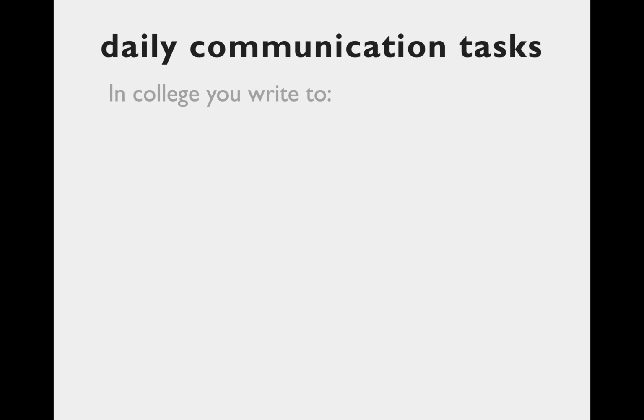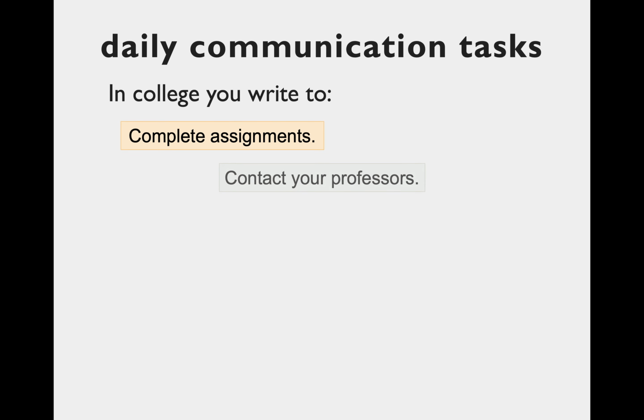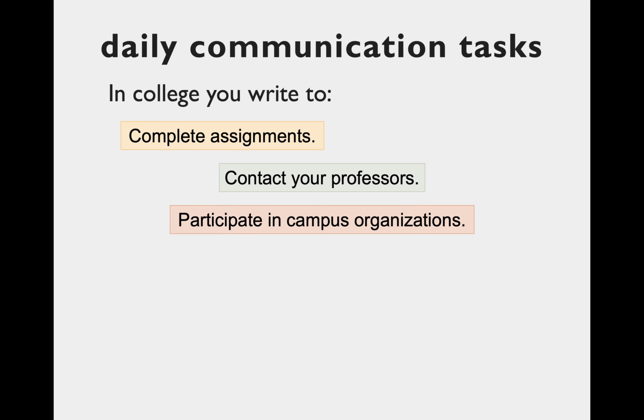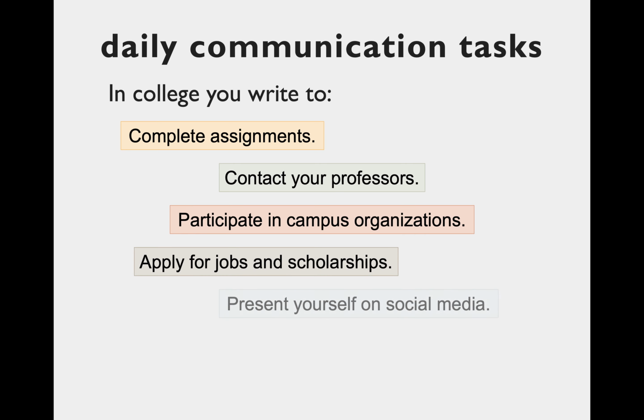We've already stated that as a college student today, you are constantly writing and communicating. These boxes indicate the obvious applications of writing. Some academic, like completing assignments. Some administrative, like contacting your professors. Some extracurricular, like participating in campus organizations, some professional, like applying to jobs and scholarships, and some social, like presenting yourself on social media. In many ways, we grow as individuals and define ourselves by how we communicate.